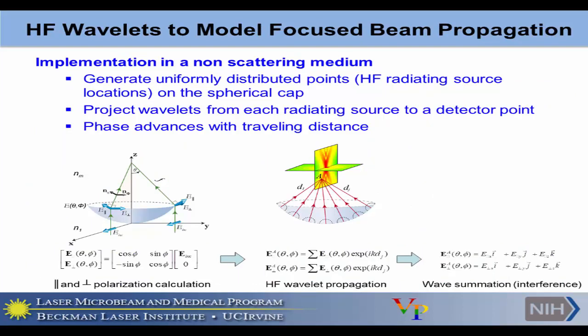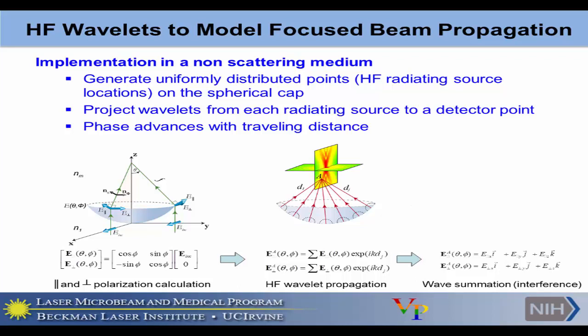So this is how we apply our technique in a non-scattering medium. First, we generate Huygens-Fresnel wavelets emanating from this spherical cap. So we generate uniformly distributed points from this cap and then propagate toward the center, or toward any location. And so we get this kind of equation.